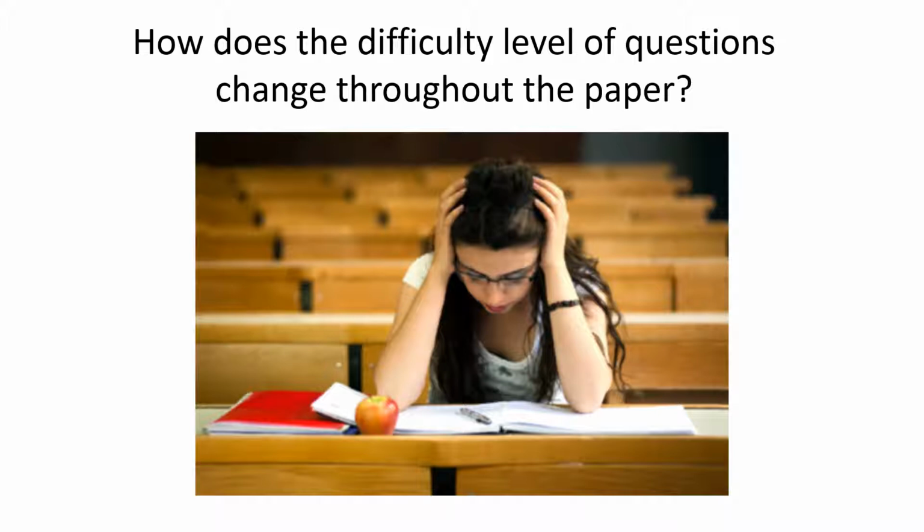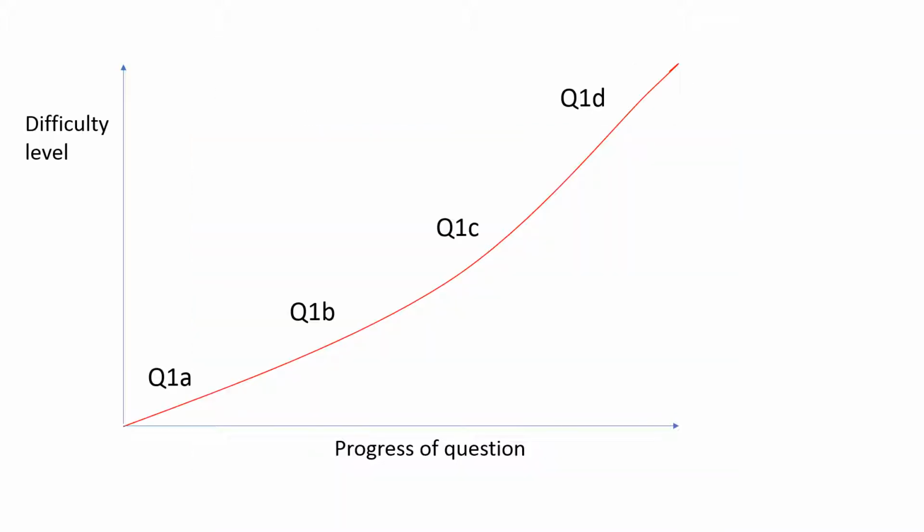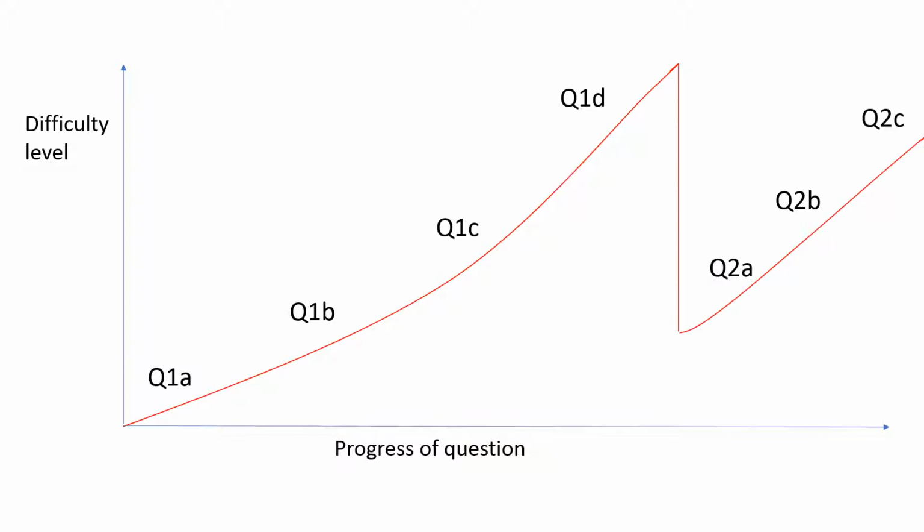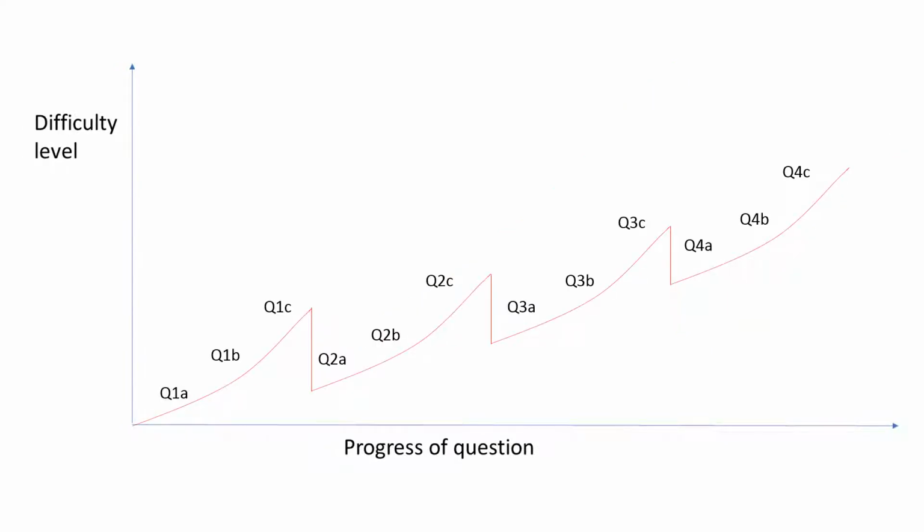Now there's a characteristic of exam papers that most students don't know about. You're probably aware that your exam paper is going to get harder as you move through the paper itself. But there are some changes which are a little bit more subtle than that. What happens is the difficulty level of each question increases as you move through that question. So question 1A is going to be the easiest, and they'll progressively get harder. 1D here will be much harder. But then the level drops back down when you start the next question. So this is the effect you get.